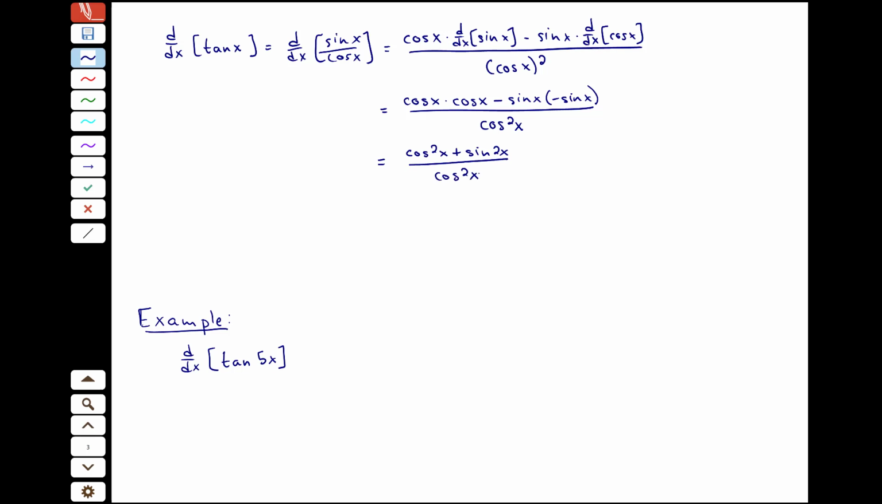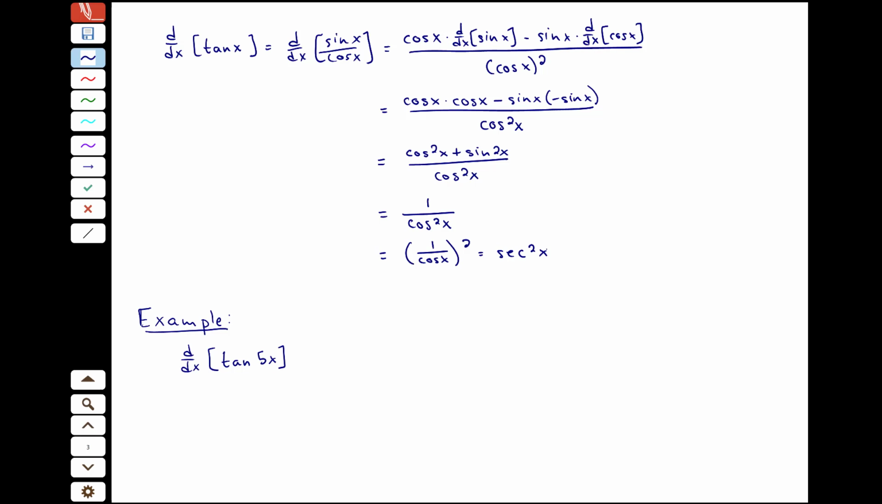The denominator is still cosine squared x. So now in the numerator, using the Pythagorean identity, we have 1. The denominator is still cosine squared x. And remember that 1 over cosine is secant. So I have 1 over cosine x squared. Overall, we have secant squared x.